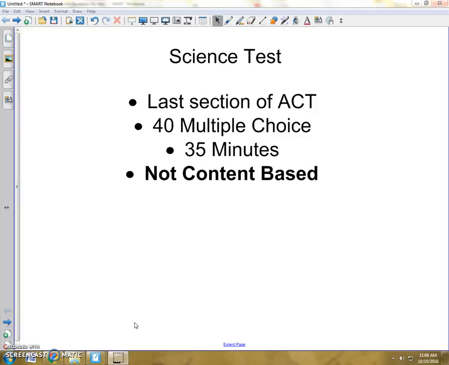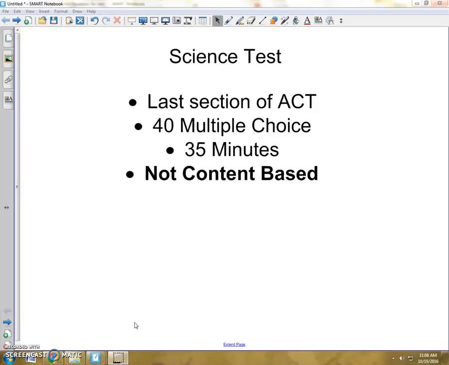One of the interesting things about the science portion is it is not content-based. Technically speaking, you do need to know some science terms, which we'll talk about a couple of, like variables. But realistically, you should be able to not know anything about chemistry and get all the questions right on a passage about chemistry. So you do not have to know the specific content.